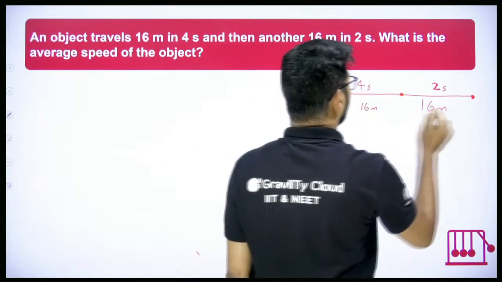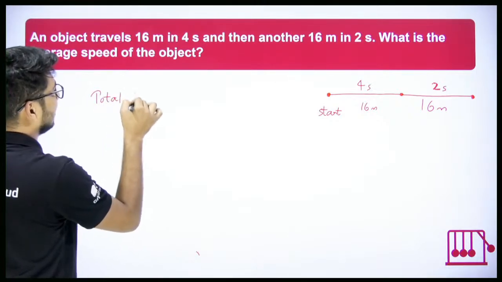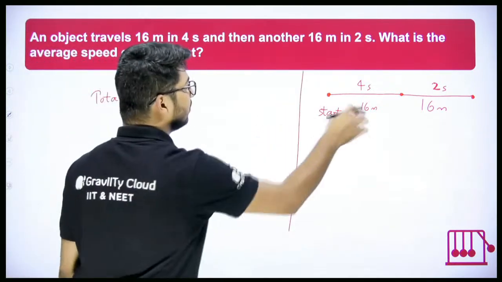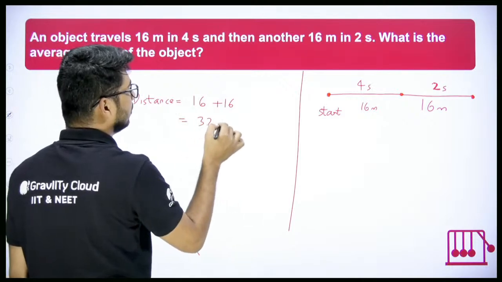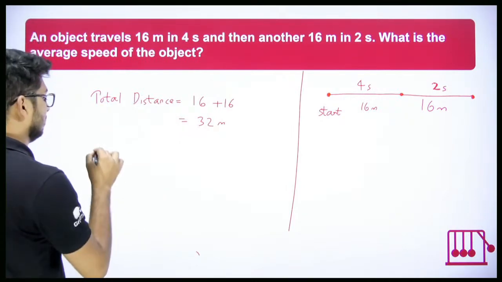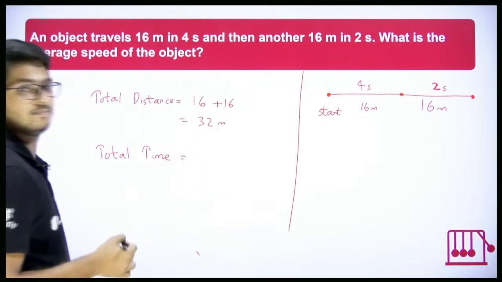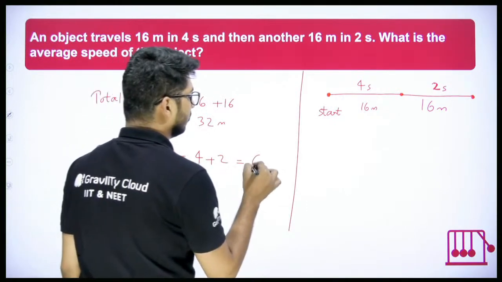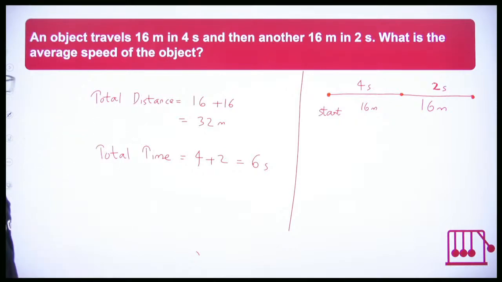So here, what is the total distance? The total distance is equal to 16 plus 16. That is how much? 32 meters. What about the total time? Total time is 4 plus 2, and 4 plus 2 is equal to 6 seconds. Understood? So you have the total distance, you have the total time.